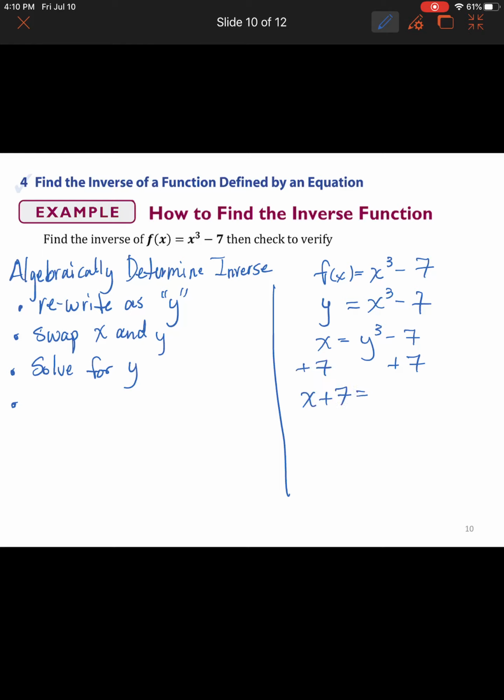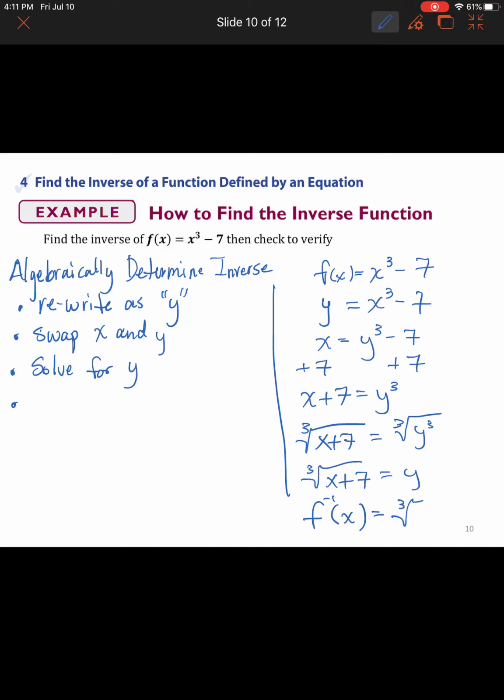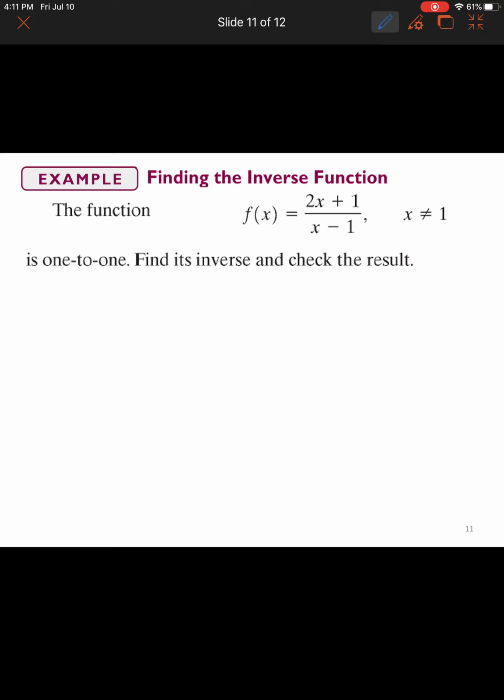We have x plus 7 equal y cubed. To undo that cube on that y, we'll take the cube root of each side. And we have cube root of x plus 7 equals y. So that tells us f inverse of x is equal to the cube root of x plus 7. Every time. All right? Takes a little practice. Do a few examples, okay? All right.